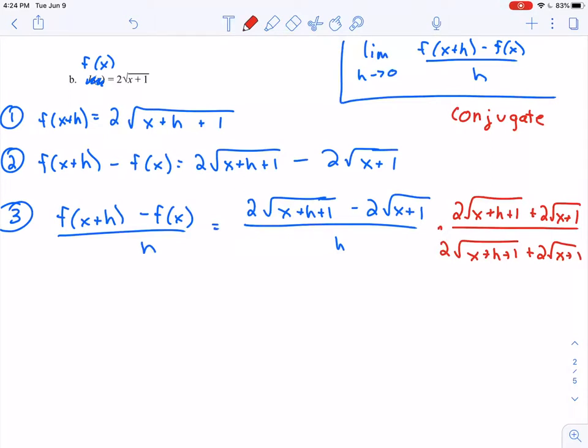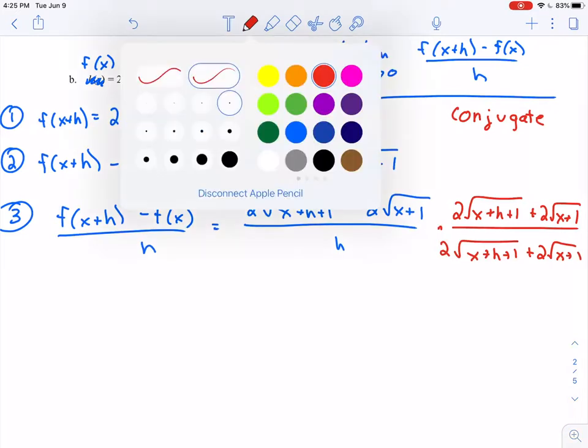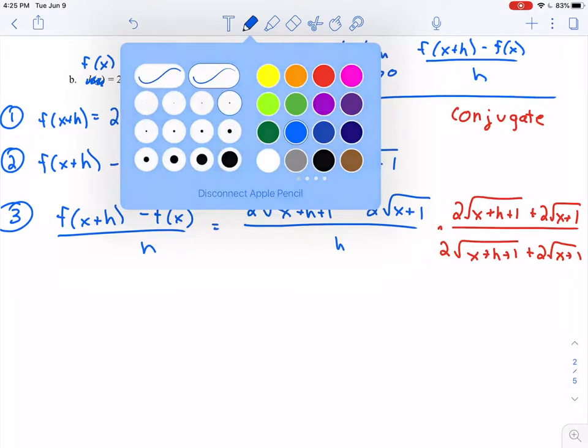So I have 2 square root of x plus h plus 1 plus 2 square root of x plus 1, and then same thing in the denominator because I want to keep this expression the same, so I need to multiply it by 1. Whatever I do to the numerator, I've got to do to the denominator as well. At this point, it's up to you how you want to approach it. I think there's a few different ways you could think about this.